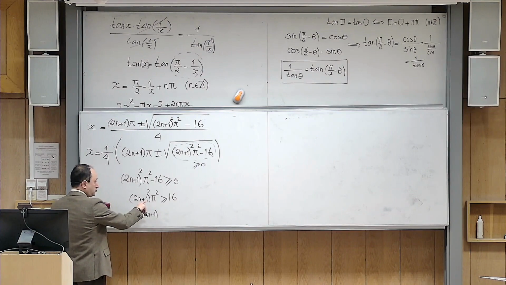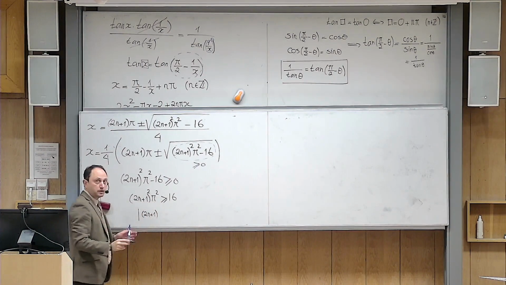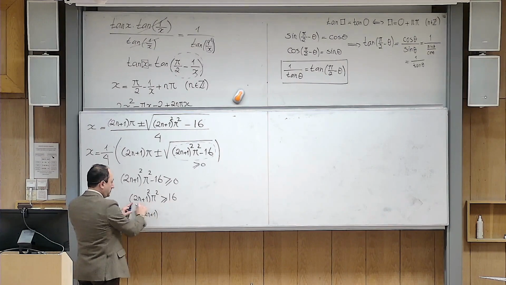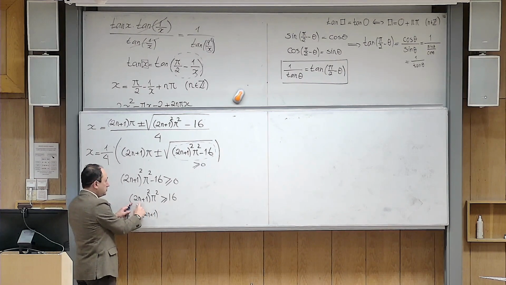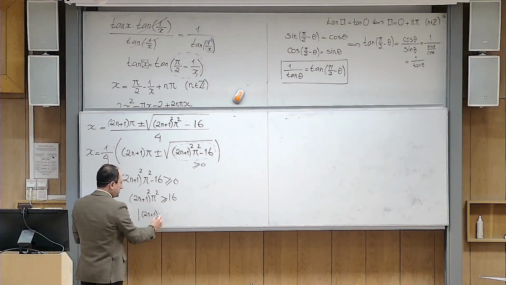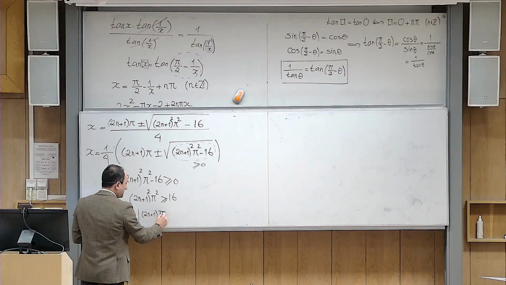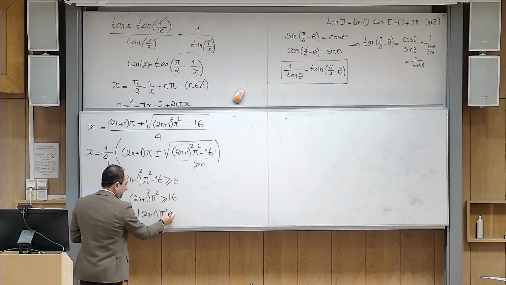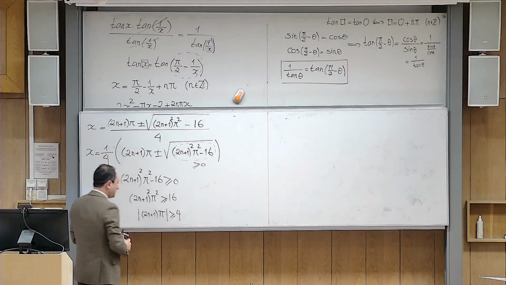So when I take the square root from both sides of the inequality, of course this is positive, I don't have any problems here. n might be negative, but 2n plus 1 to power 2 is always positive. But even in that case, because I have the possibility of n to be negative, I have to keep the absolute value sign, then the right-hand side becomes 4.